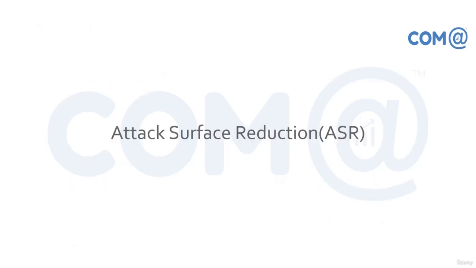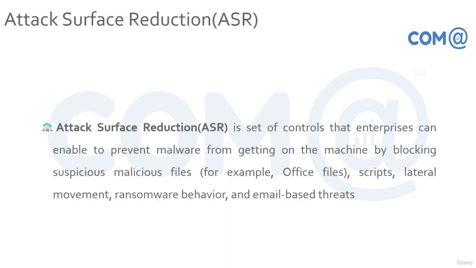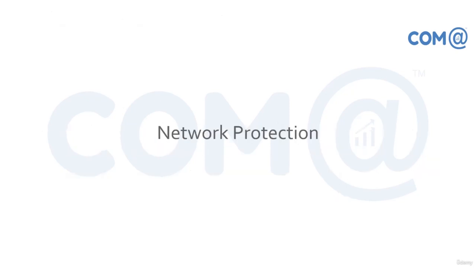And initially understanding about the attack surface reduction. Basically, this ASR is a set of controls that enterprises can enable to prevent malware from getting on the machine by blocking suspicious malicious files like a Word file or Excel file or any PDF file, or even any scripts or lateral movements or ransomware behavior, and even email-based threats.